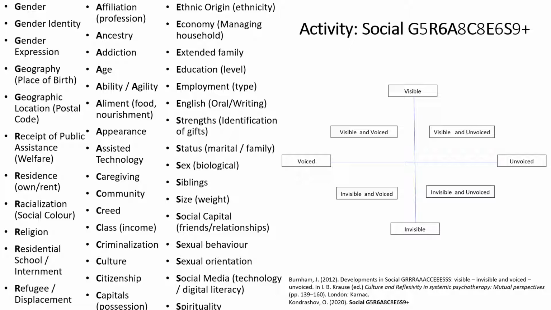We focus on those A's which I highlight in another activity, like making sure that services are adequate, accessible, available, applicable, no matter what your race, religion, residential school, refugee status, citizenship, capitals, culture, sexual orientation, social media, spirituality. How can we build this into the service delivery and ensure that people have access to services which are adequate and applicable? This is what our future will look like.